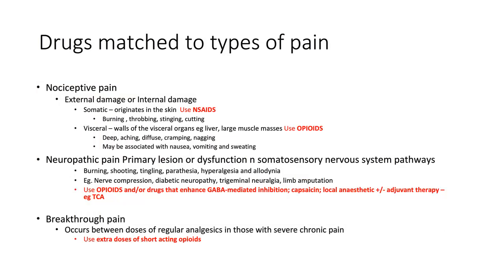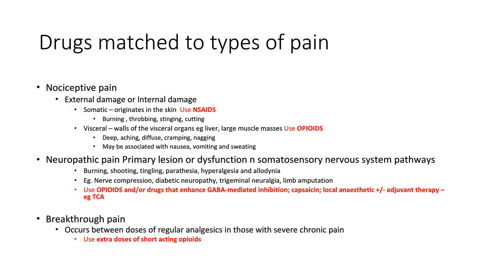Earlier we looked at the types of pain and we looked at nociceptive pain and we separated into somatic or visceral pain. We do use different drug groups for each type. So somatic pain is more often than not the non-steroidal anti-inflammatory drugs, whereas the pain that's coming from large muscle masses and organs tends to be treated with opioids.